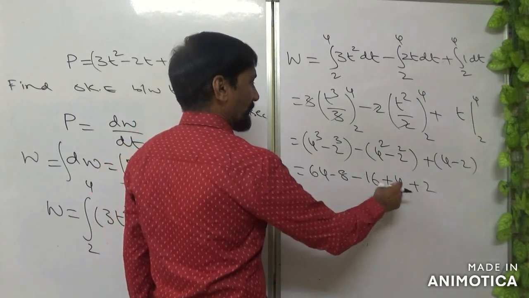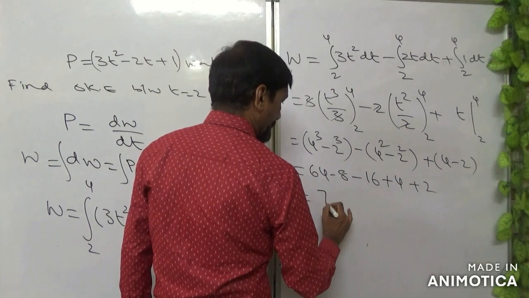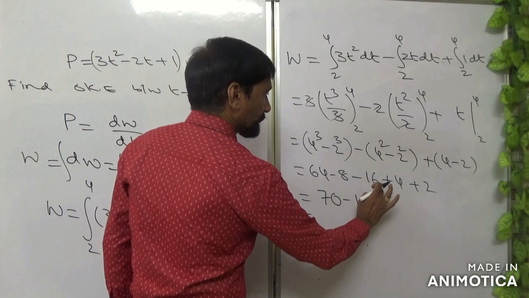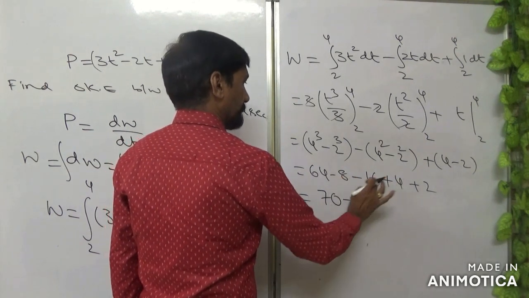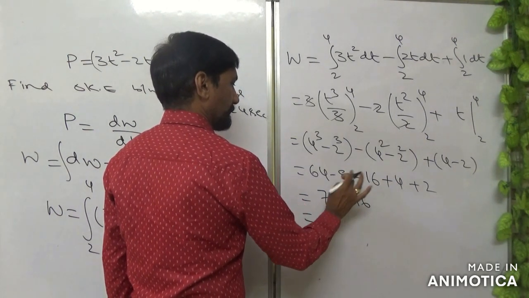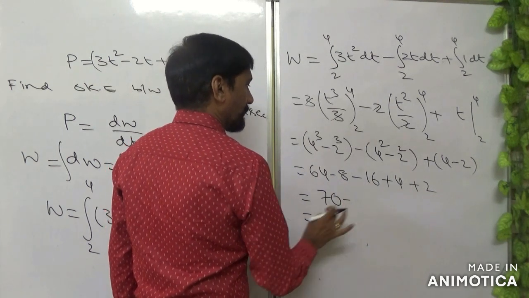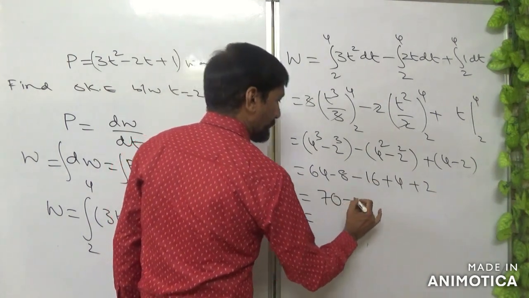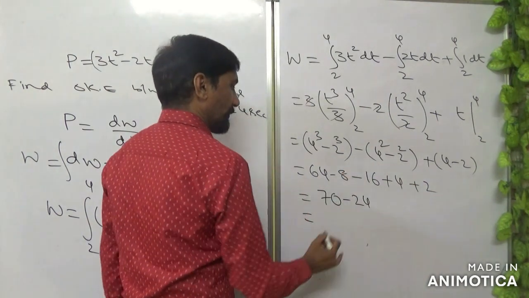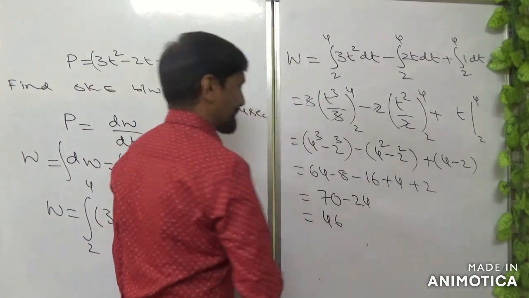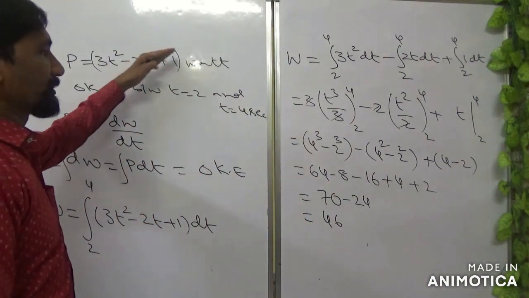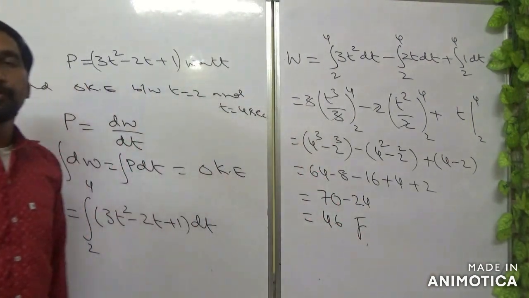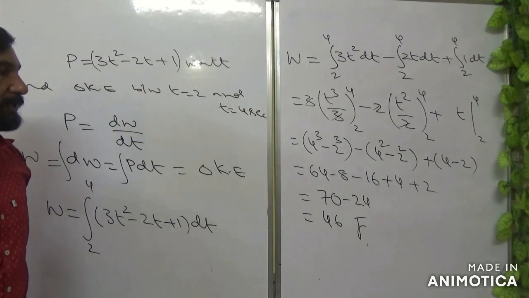Okay, so 64 plus 4, 68 plus 2, 70, minus 16, 24. So I can take 46. Units: power units are given, therefore energy units are joule. Okay? So the change in kinetic energy is 46 joule.